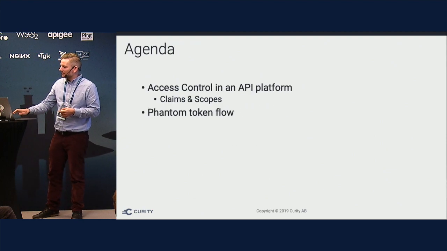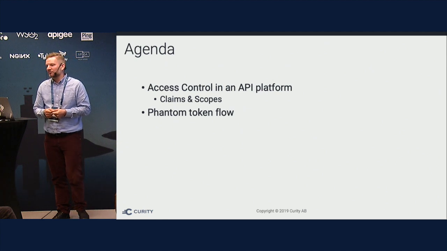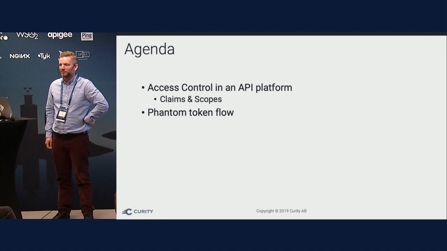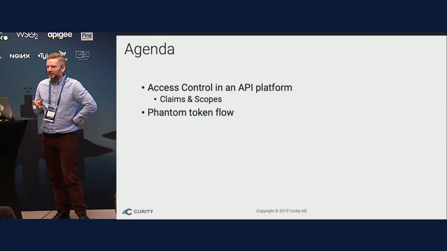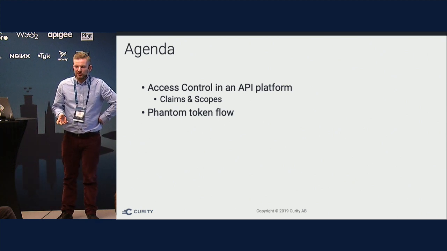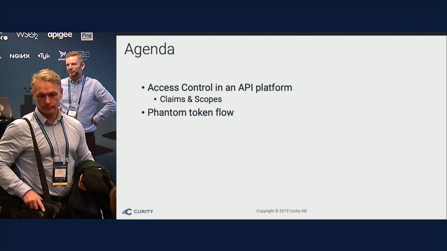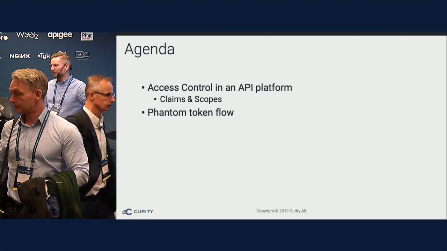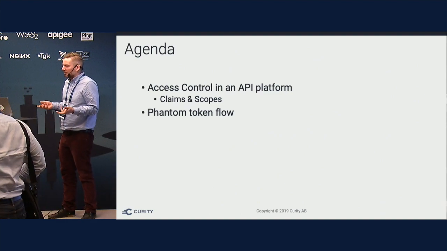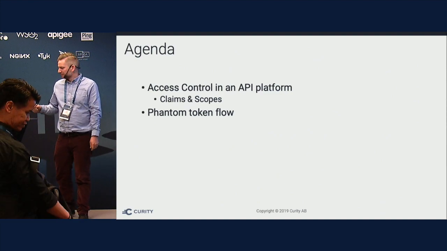And today the topic is access control in an API platform. I'm going to talk about how to enable that using claims and scopes, typically, and I'll talk about a pattern that we often use with our customers that we call the phantom token flow to enable a scalable platform.